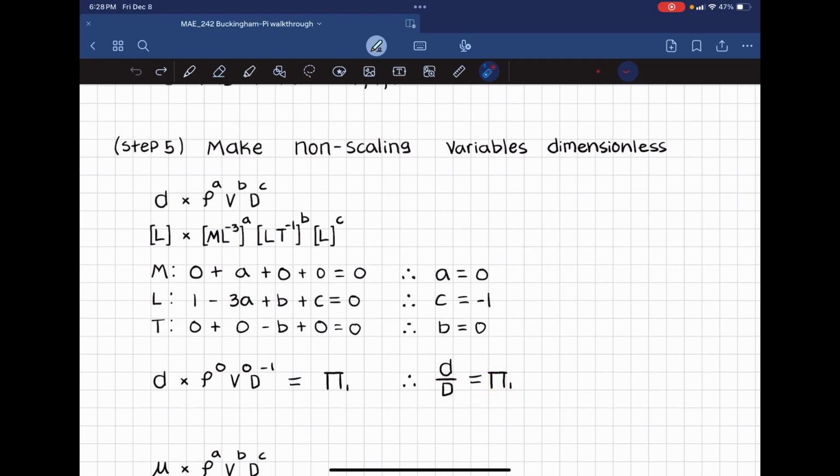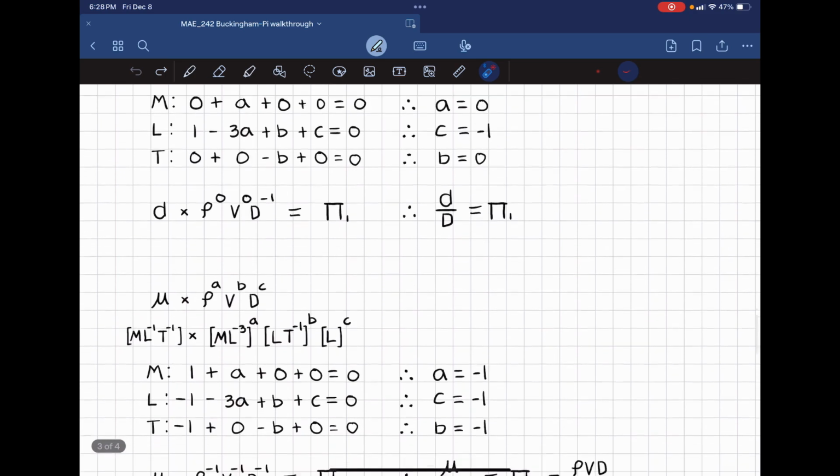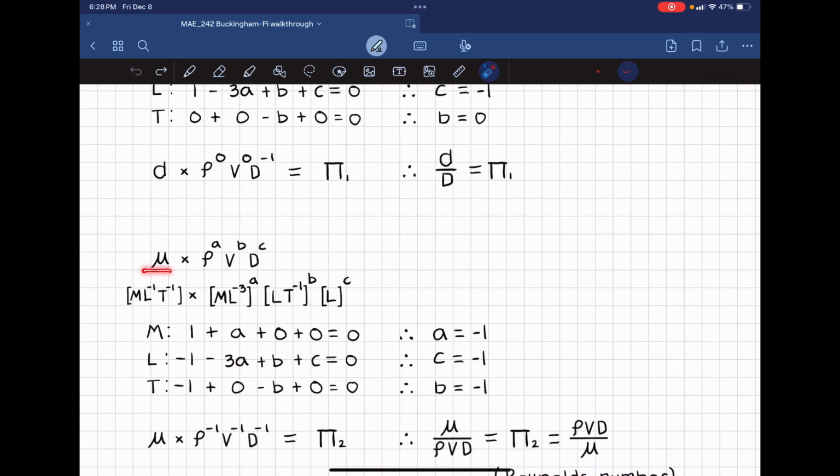We're now going to move on to our next non-scaling variable. In this case, it's going to be viscosity mu. We write this in the same fashion we did before, where it's mu times our scaling variables, rho, v, and D, to the powers a, b, and c. Follow the same steps as we did before. And again, we already found these dimensions. So that's the whole point of finding the dimensions first, is it makes the rest of the algebra very easy.